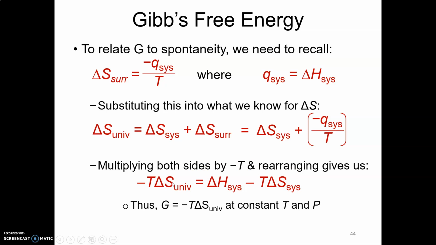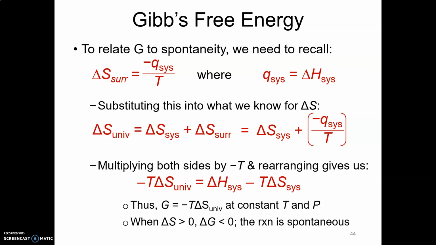So what does that mean? That means that delta G at constant temperature and pressure is equal to the negative temperature times delta S universe. So what does this mean? I can study the system and the surroundings at the same time without actually studying the system and the surroundings.